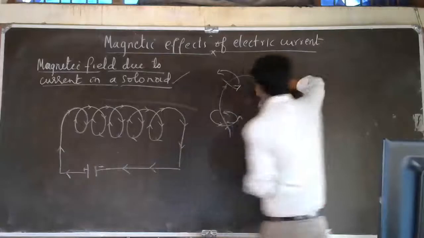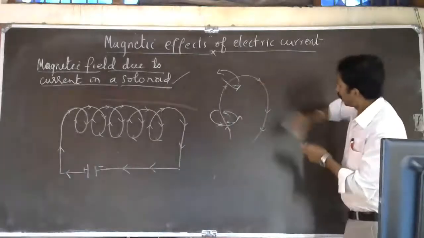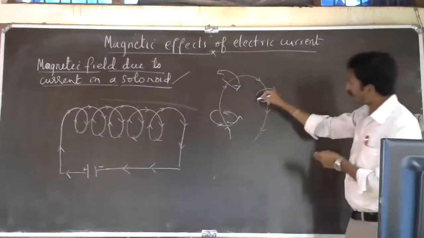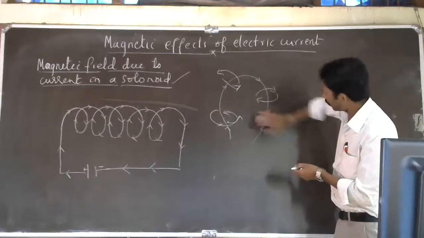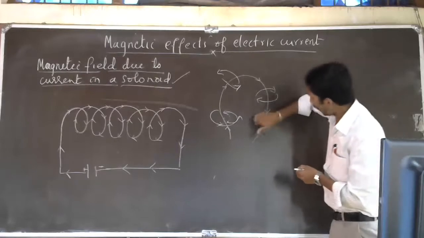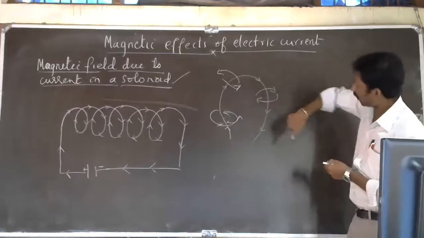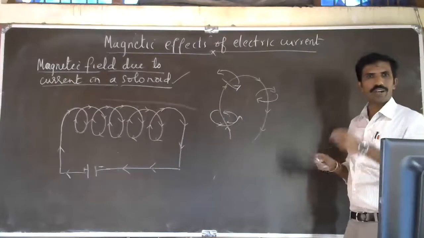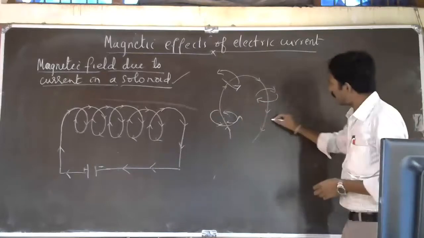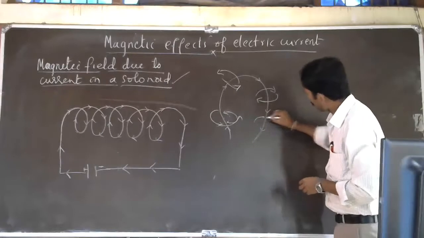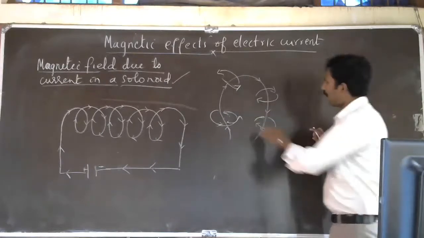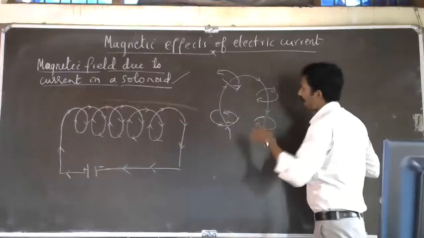If you apply here, the arrow mark shows they are also entering inside. If you apply here, these fingers are going towards the board. They are entering, coming from this side now. So already you know, magnetic lines emerge from the north and merge in the south. So they emerge, see, all are emerging, and all are entering here.